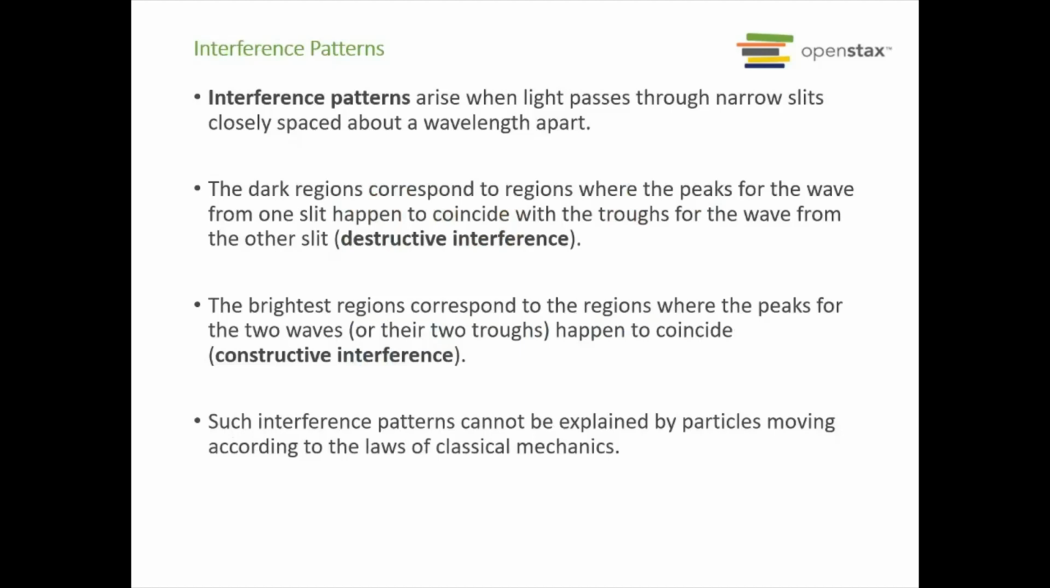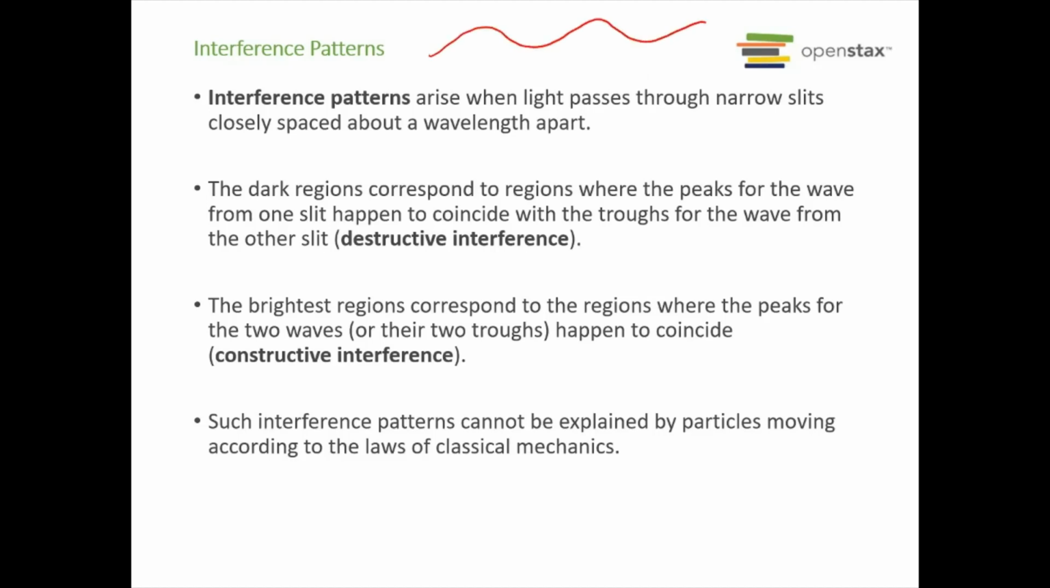So on that note, let's talk about interference patterns. These arise when light passes through narrow slits closely spaced about a wavelength apart. So what happens is you have a couple slits here, and you send your light through it. And then what ends up happening is it splits the light to where it can either add or cancel each other out. So where, oops, I didn't draw that right. Let's try this again.